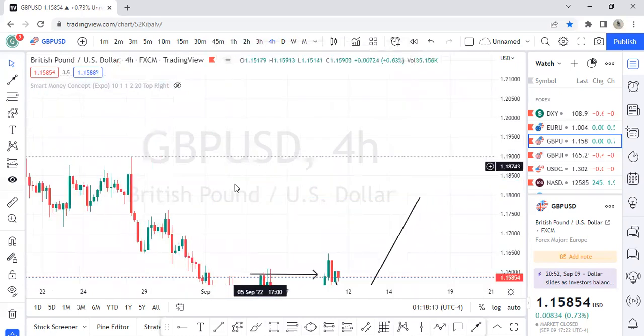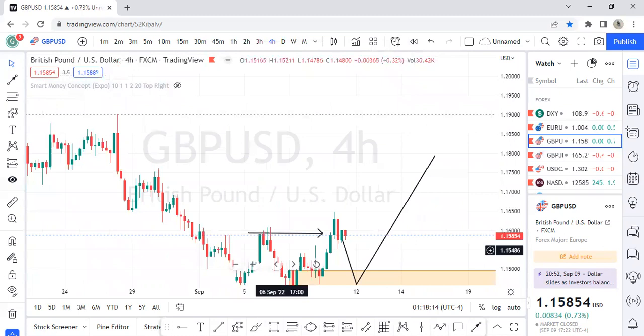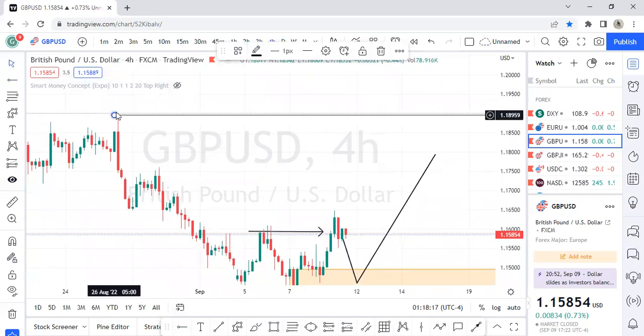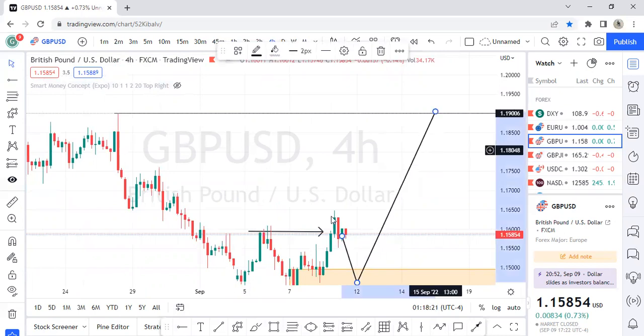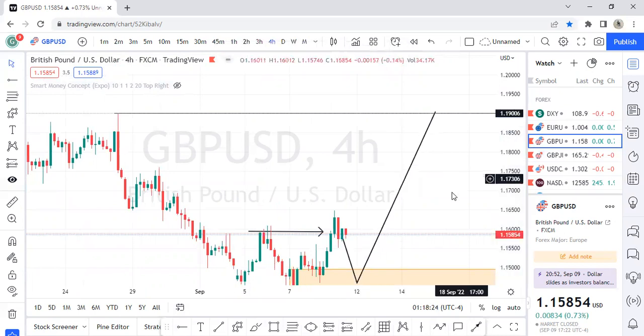At least I'm looking at this point as my target, this very high. So the market is likely going to gravitate towards this high, this liquidity point here. All right. That is the system for the British pound against the United States dollar for this week: sell down and buy.